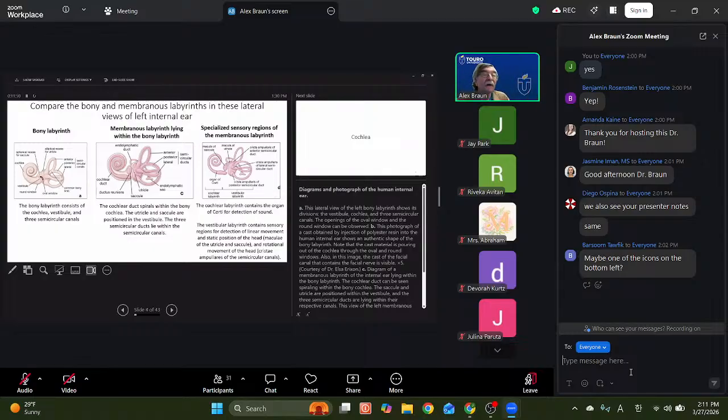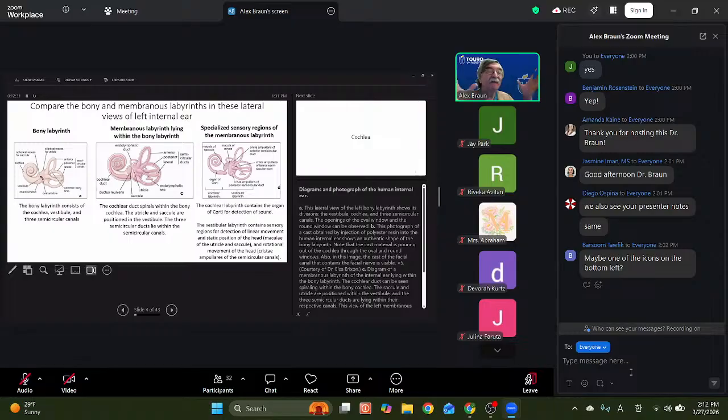By the way, opening up into the vestibule, here you see the oval window. The footplate of the stapes of the middle ear ossicles inserts into the bony vestibule right here. And exiting from this region, not quite the same spot as the oval window, more towards the cochlear end, is the round window, which you see down here. So here's the oval window, here's the round window, which is actually closer to the cochlea than it is to the vestibule.